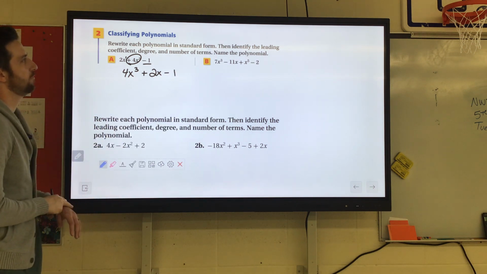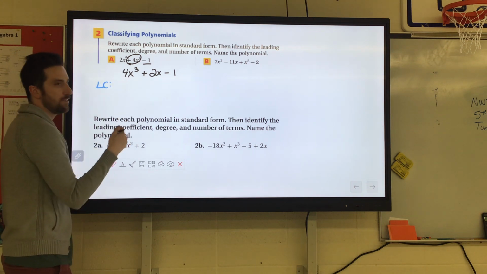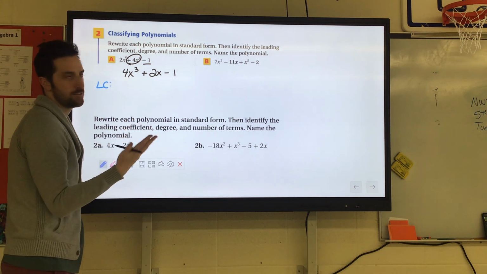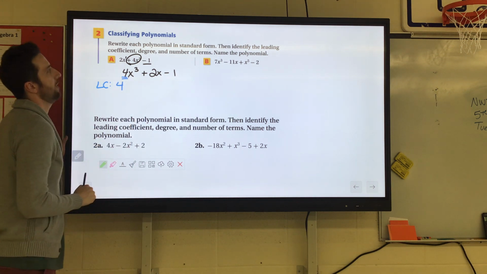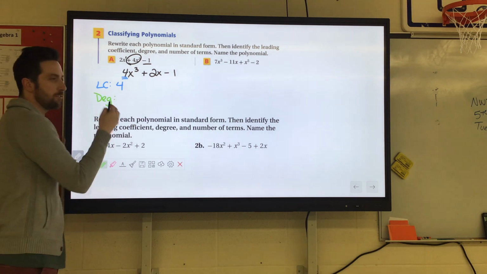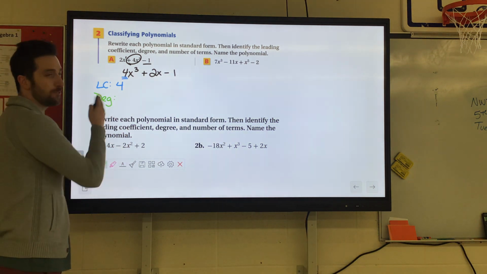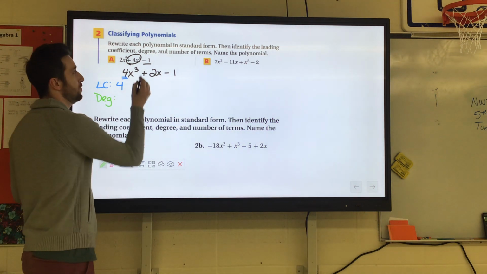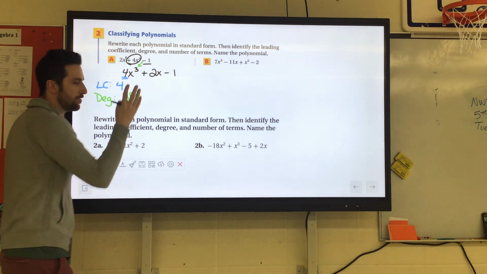Now when it's asking for the lead coefficient, we'll just say LC, it's the number in front of the highest degree. So in this case, it would be the 4. The degree, now this is a polynomial, so you just go with the highest degree of a single monomial. And again, it's always going to be written first if it's in standard form. So this is a 3rd degree, or you could just say 3.